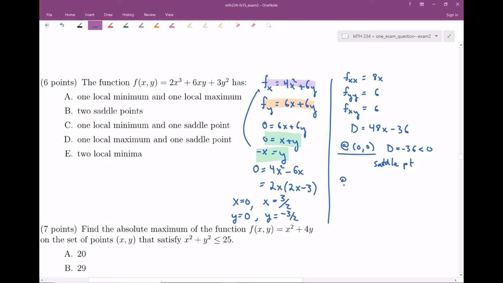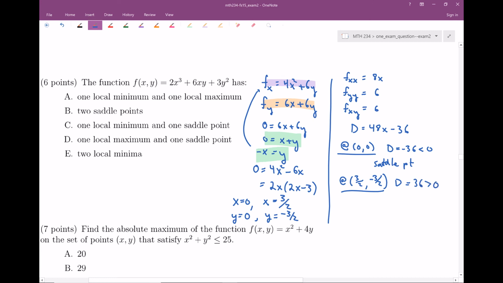What about at 3/2, negative 3/2? D is equal to, plugging in 3/2 for x, 48 divided by 2 would be 24. Let's multiply that by 3. That's going to be 72. And then I subtract away 36. So that's going to be equal to positive 36. Well, that's greater than 0.